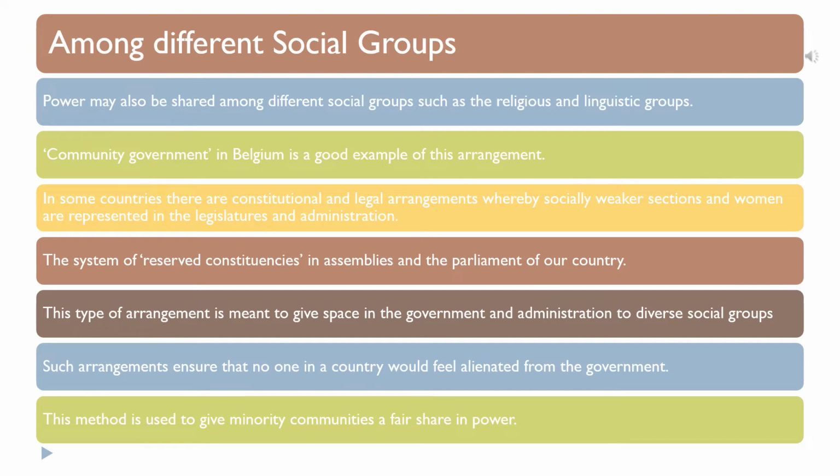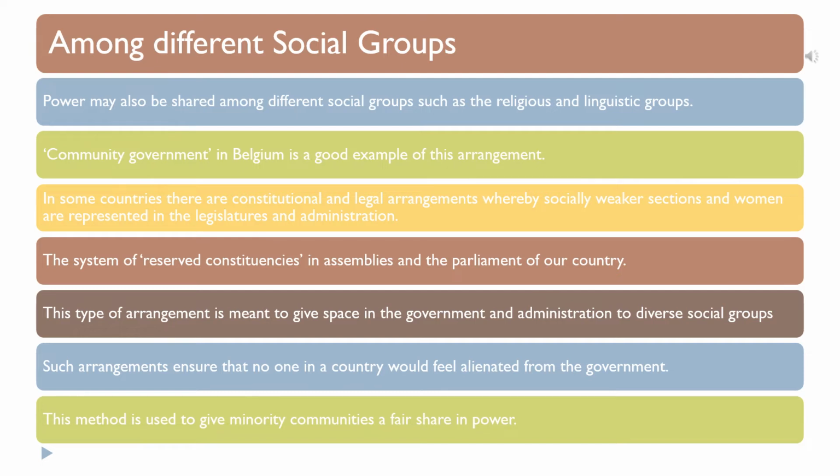The community government in Belgium is a good example of this arrangement because you have seen what has happened in Belgium. All three different communities, regardless of their percentage of population, shared power. Dutch speakers, French speakers, and German speakers all became part of this community government. So it is an excellent example of power sharing among different social groups.